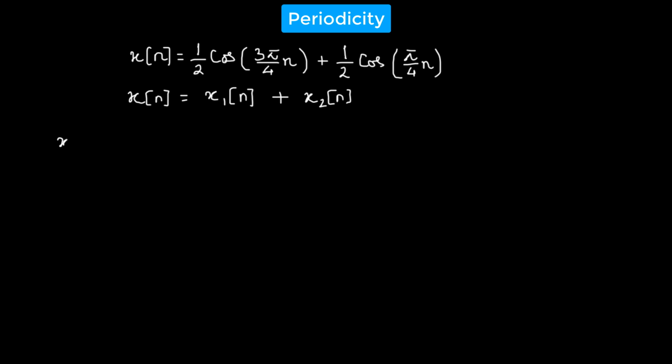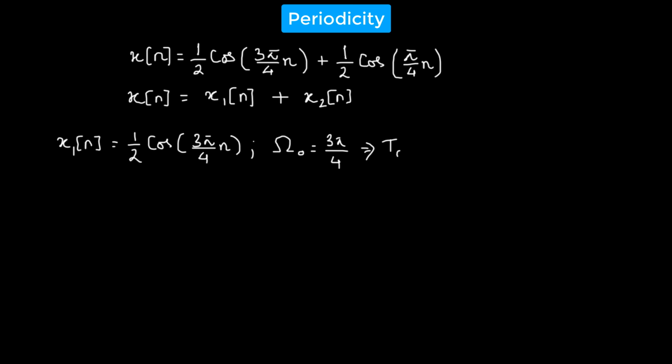So we have x1 of n given by half cosine of 3 pi over 4 times n. Here, when we compare it with our general form, we have omega naught equals 3 pi over 4. With this we can find the fundamental frequency, but this is the general omega value, not the fundamental one yet.